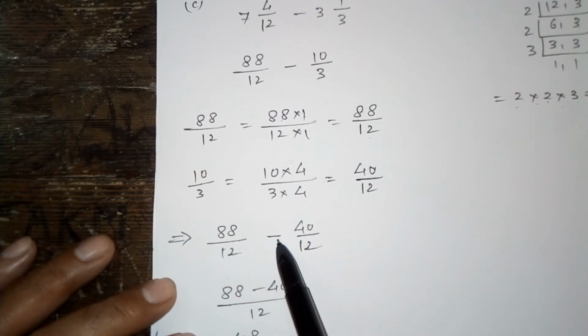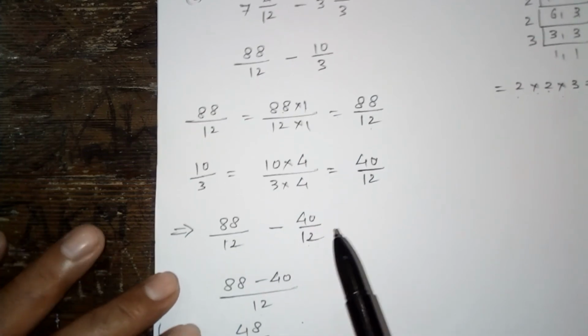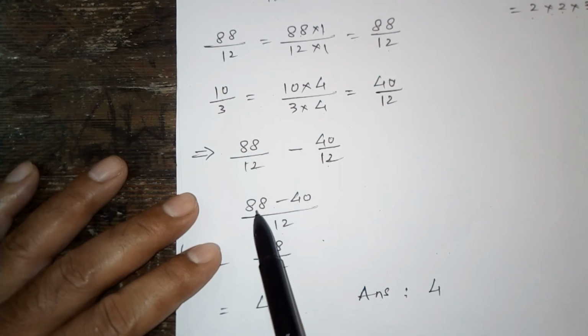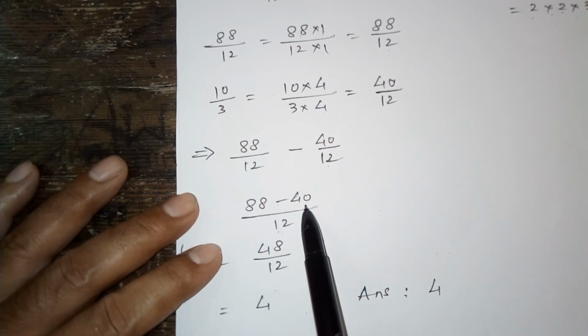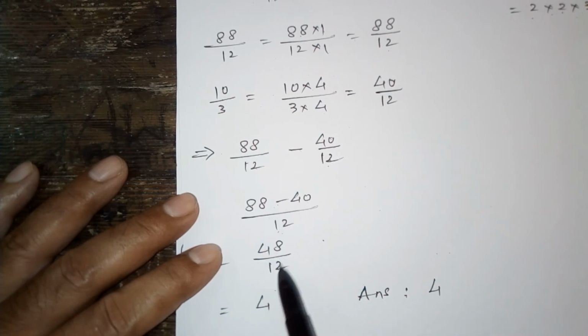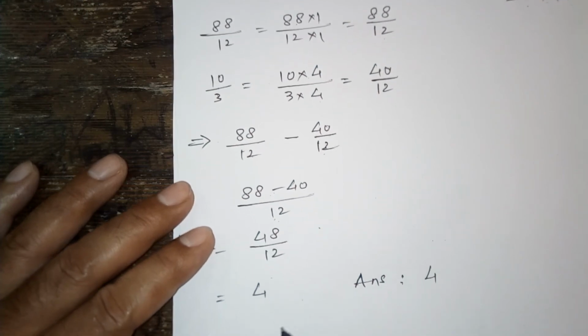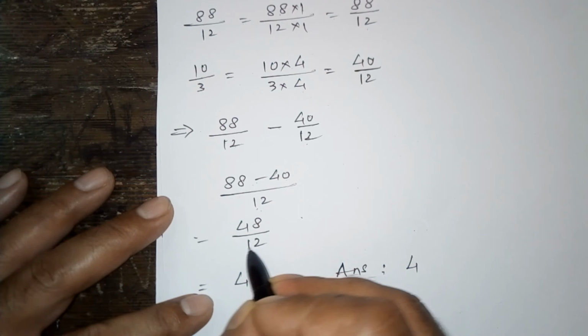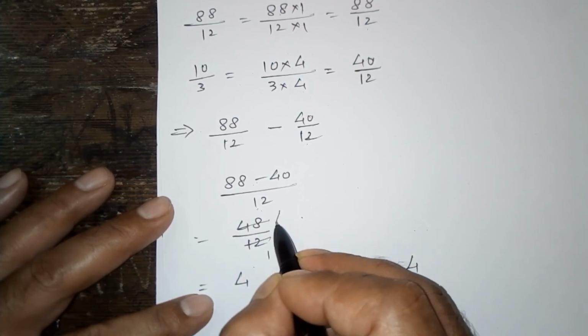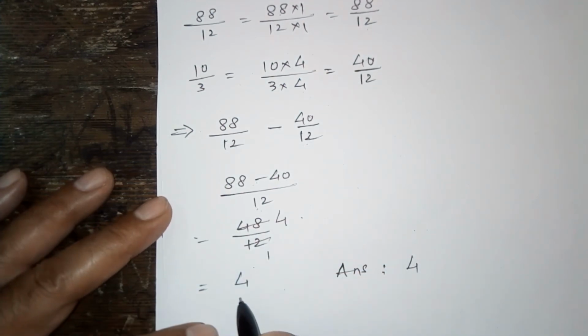88 upon 12 minus 40 upon 12 will give you 88 minus 40 upon 12. 88 minus 40 will give you 48 upon 12. After cancellation, what will you get? Now look here, 12 ones are 12, 12 fours are 48. So your required answer is 4. The answer of this question is 4. Okay.